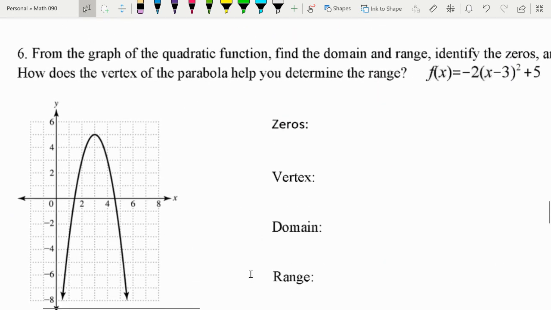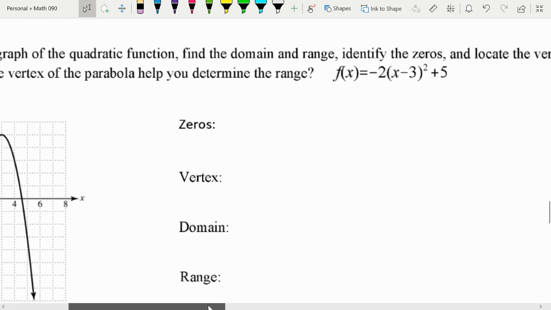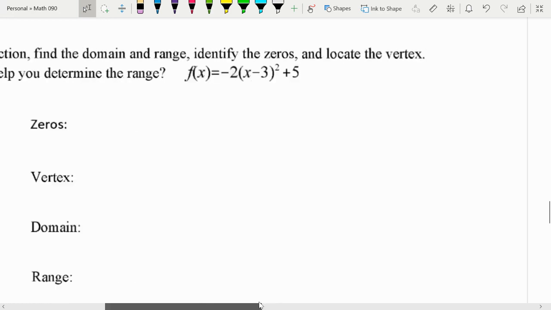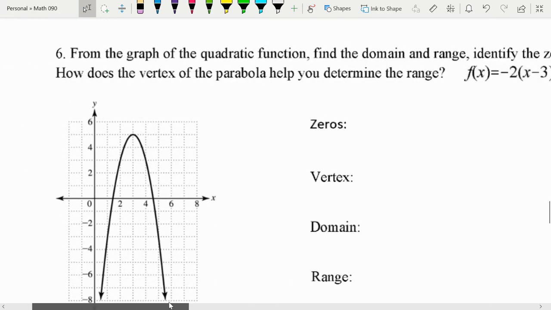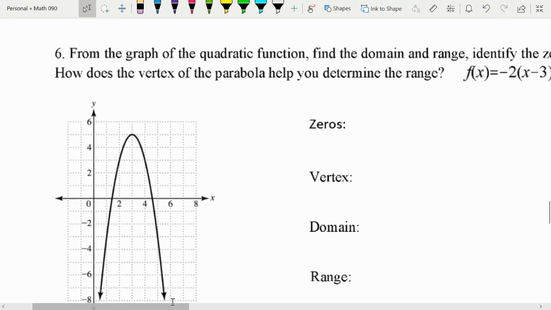Number 6. From the graph of this quadratic function, find the domain, range, identify the zeros, and locate the vertex. How does the vertex of the parabola help you determine the range? So let's look at this. Zeros. Where are the zeros? Remember, zeros is where it crosses the x-axis.